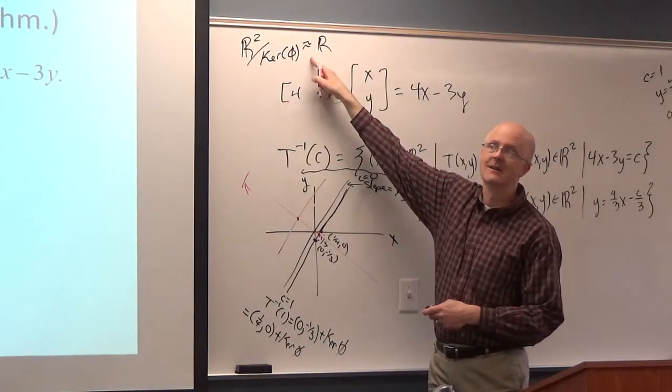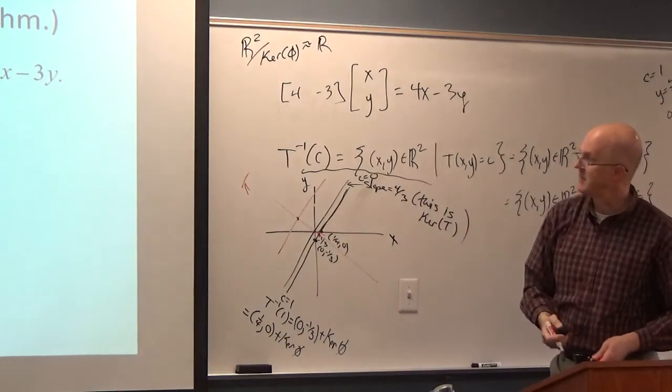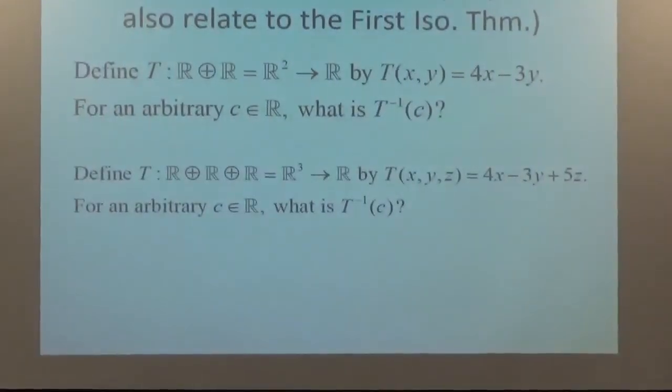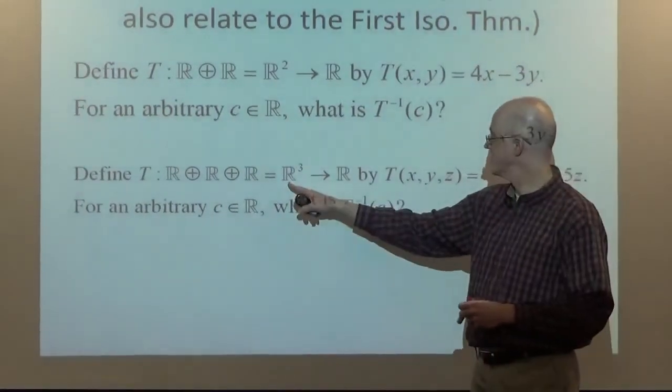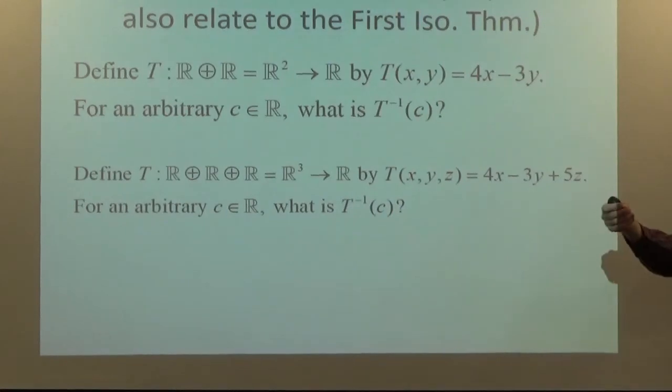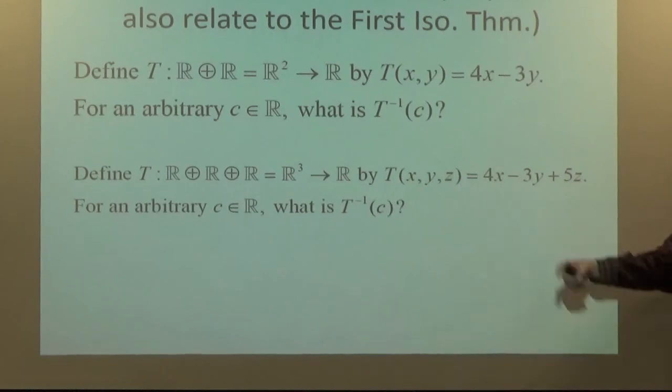Another example, we could up the dimension by 1 for the domain. We could consider a function from R3 to R given by this formula. If you represented that as a matrix, it would be a 1 by 3 matrix with entries 4, -3, and 5. Onto R itself, for an arbitrary C, what again is this preimage? It would be a plane this time. Let's view this with Mathematica.